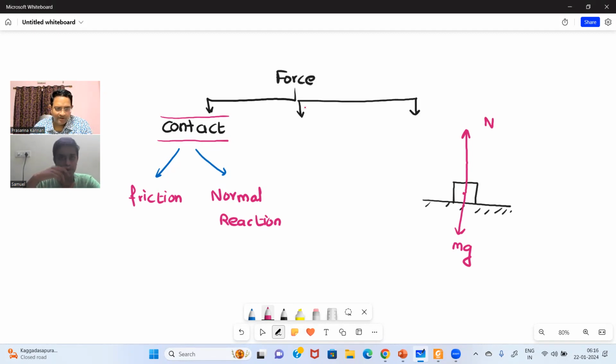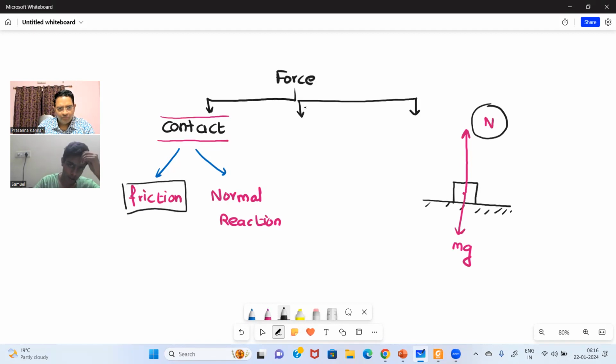You just told me, you keep a book on the table. You gave that example. Only the name is normal reaction. That means you know it, you have learned it. Fine. So now the other force is what? Friction.